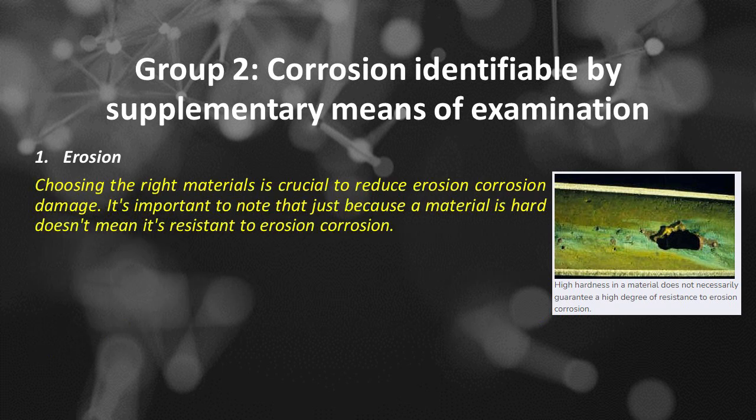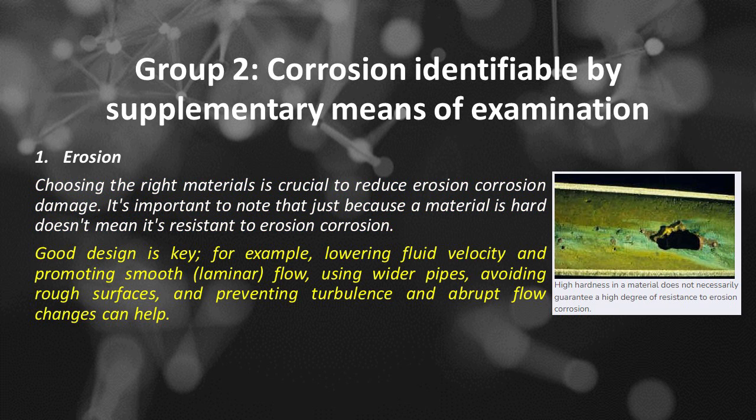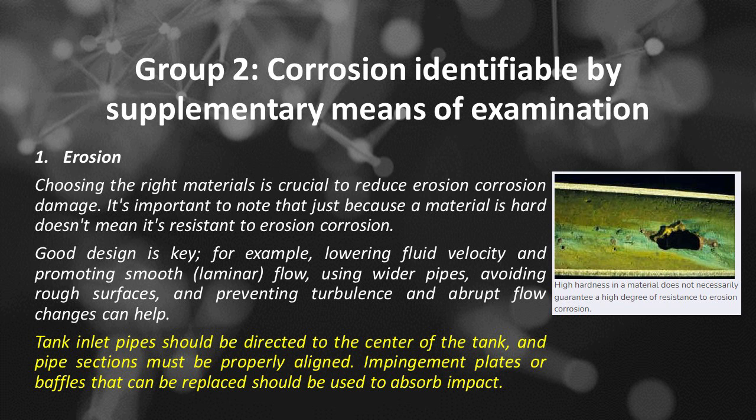Choosing the right materials is crucial to reduce erosion-corrosion damage. It's important to note that just because a material is hard doesn't mean it's resistant to erosion-corrosion. Good design is key, for example, lowering fluid velocity and promoting smooth, laminar flow, using wider pipes, avoiding rough surfaces, and preventing turbulence and abrupt flow changes can help. Tank inlet pipes should be directed to the center of the tank, and pipe sections must be properly aligned. Impingement plates or baffles that can be replaced should be used to absorb impact.